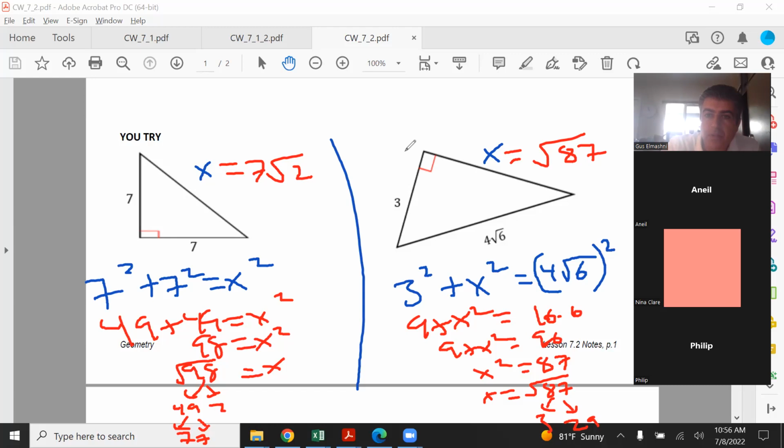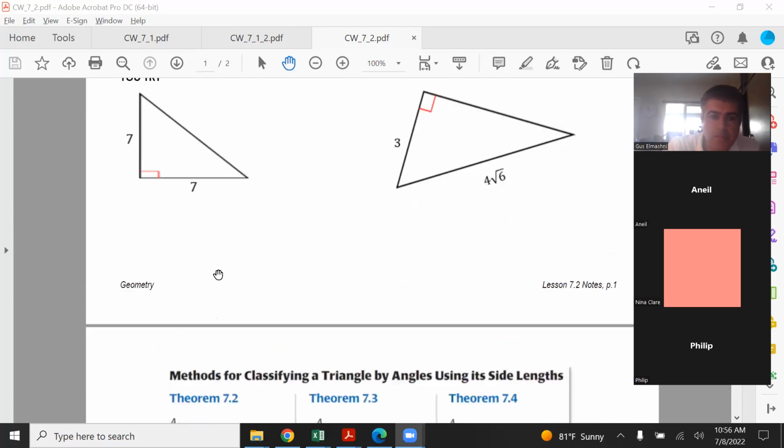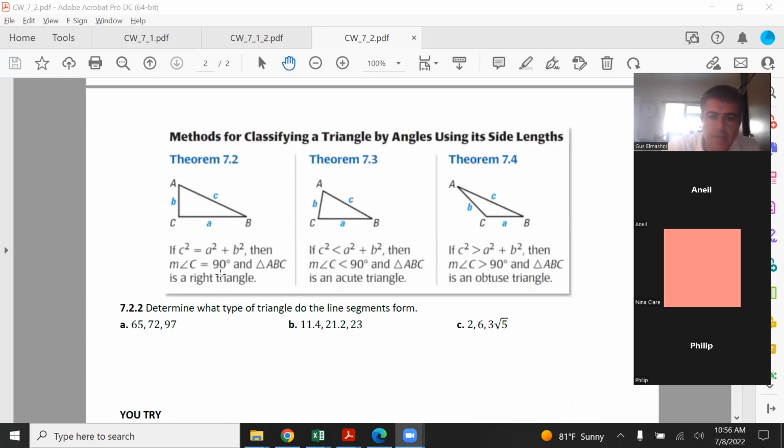Okay, so let's keep moving. So here, obviously when this happens, when two of the sides squared and added up equals the longest side squared, the longest side we call the hypotenuse, that is going to be a right triangle.